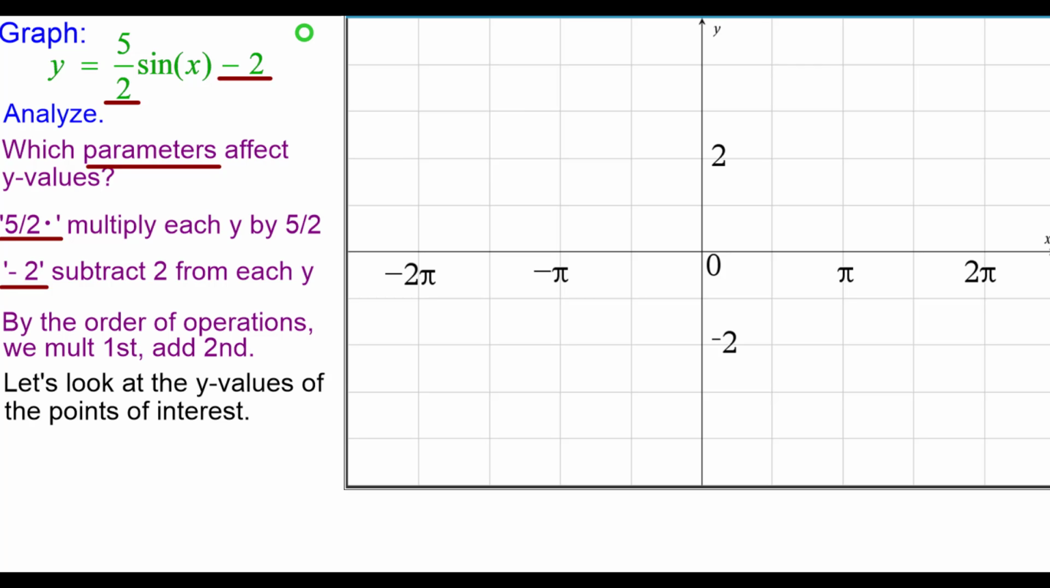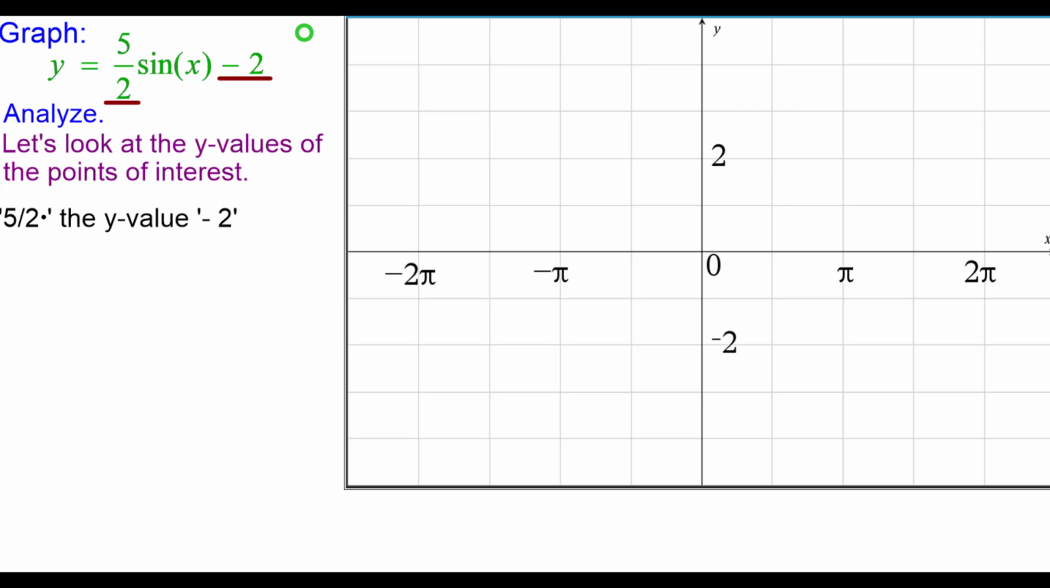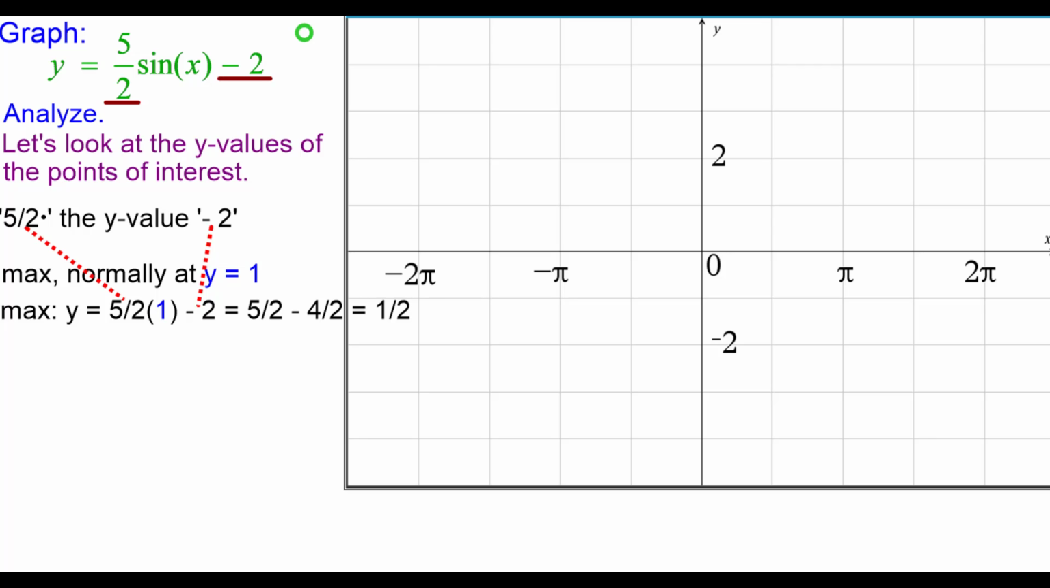So let's look at the y values of the points of interest. We're going to multiply by 5/2 times the y value and then subtract 2. The maximum normally is at y equals 1. We're going to multiply that by 5/2 and subtract 2. And we'll get 5/2 minus, and we'll have to think of 2 as 4/2, which is 1/2. So the maximum now is at positive 1/2.